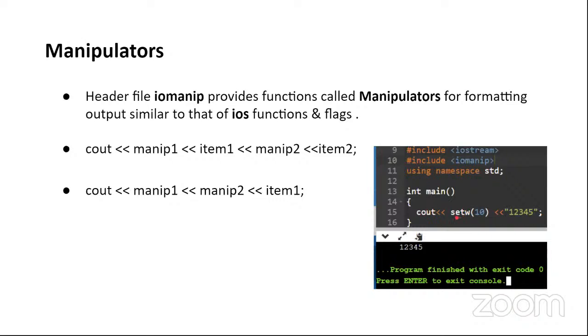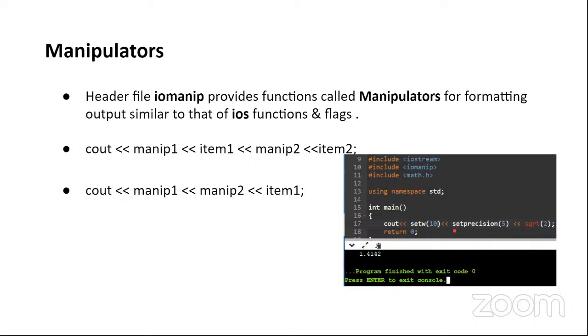The first manipulator here is setw, which is similar to the width of the ios member function. So it will right align the output. The other one is setprecision. As I said, we can use 1 or more manipulators. We can see here setw of 10 and setprecision 5 of square root of 2. So it's right aligned with 5 precision.